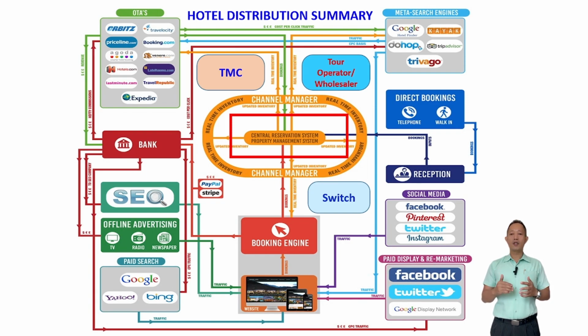Anyway, the central reservation system is used to connect to the property management system. It is called PMS. So PMS is connected to the central reservation system.